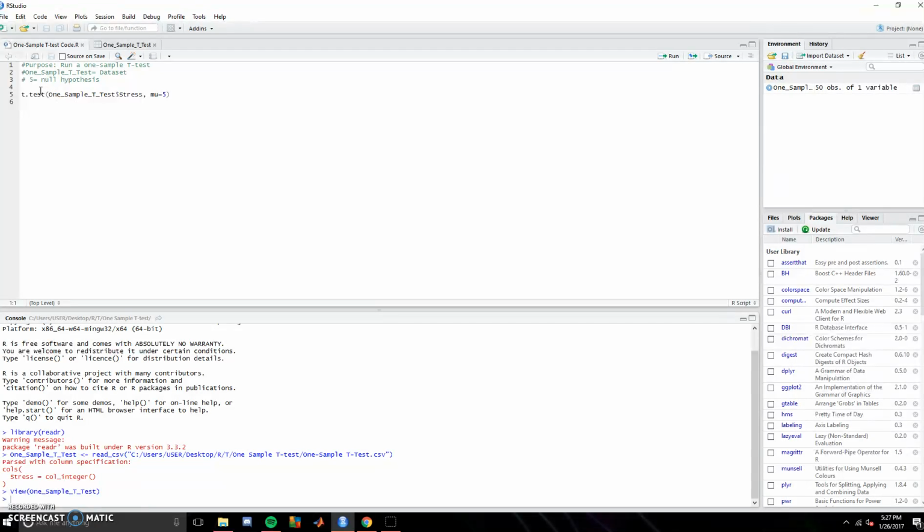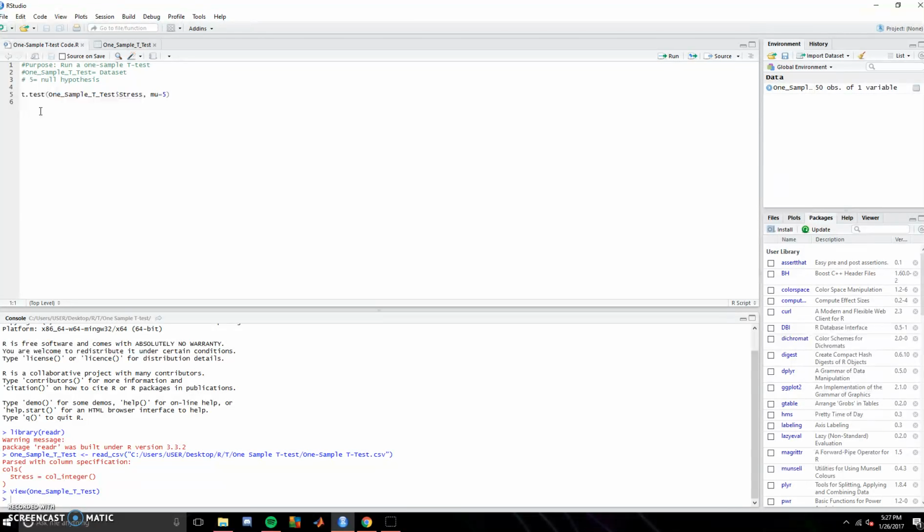And 5 is the null hypothesis. 5 is what we expect the population mean to be, and it's what we are using as kind of a benchmark to test against to see if we are different than a stress level of 5.